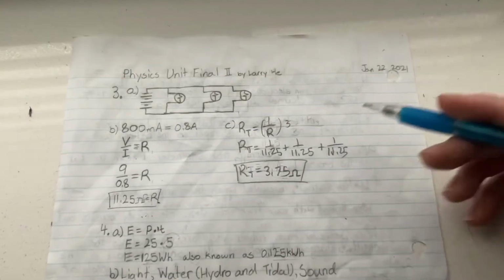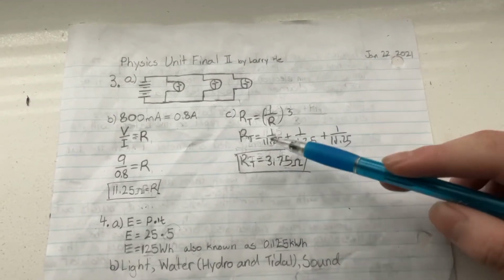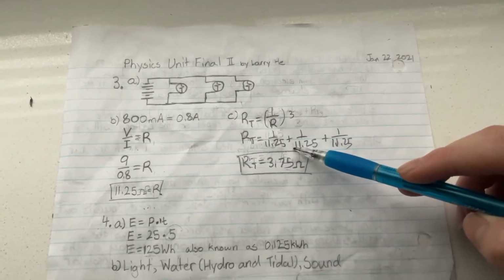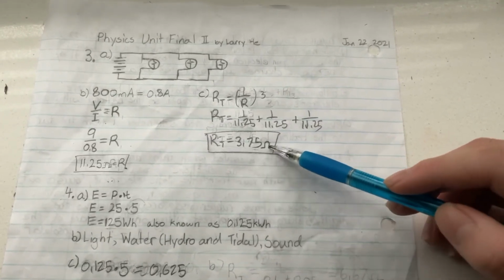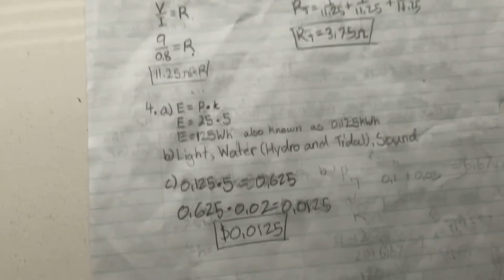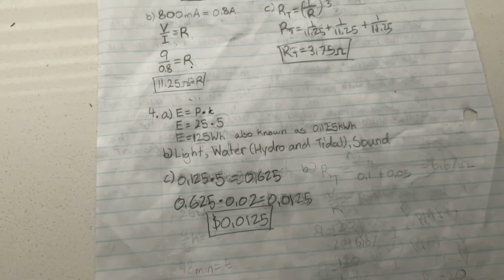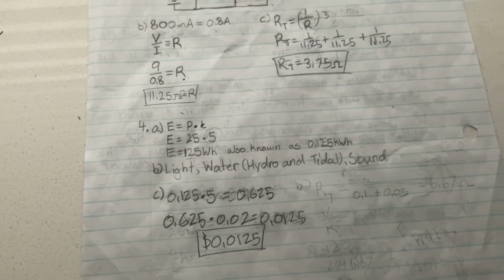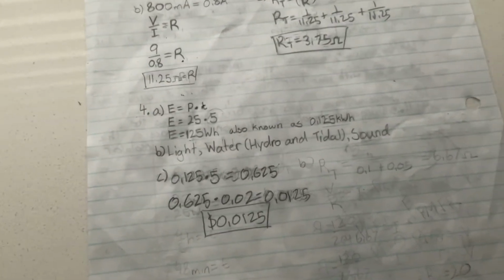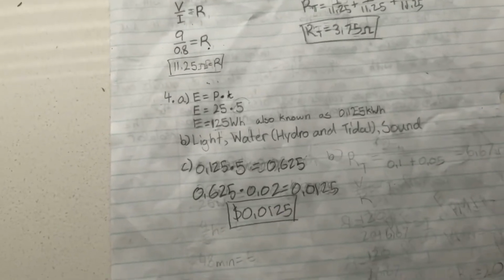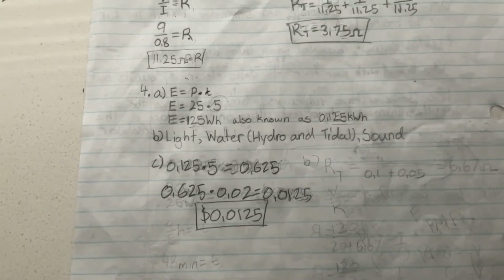For 3c, we have R total equaling 1 over R times 3. And putting that in addition form, we have this formula, which, adding them together, gives us 3.75 ohms. For 4a, we use the formula E equals P times T, and inserting the numbers, 25 times 5 gives us energy equaling 125 watt-hours, also known as 0.125 kilowatt-hours. For 4b, I listed light, water, hydro, wind, and sound.